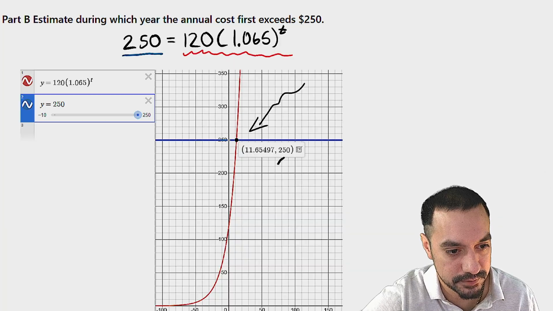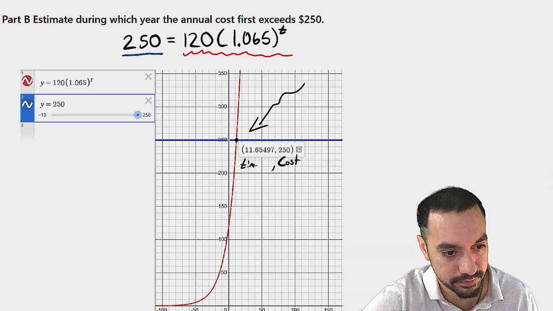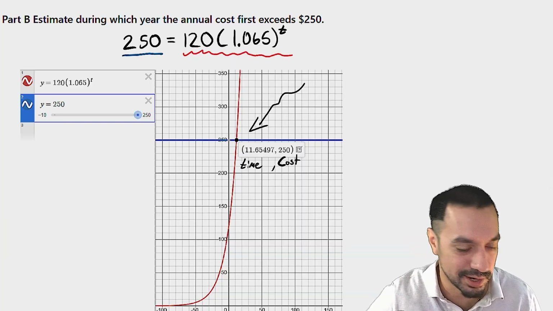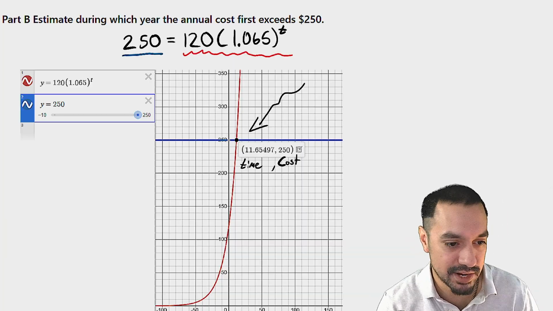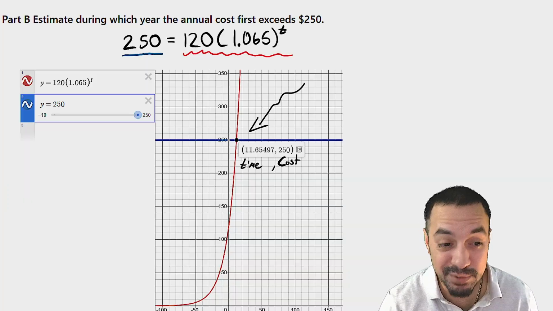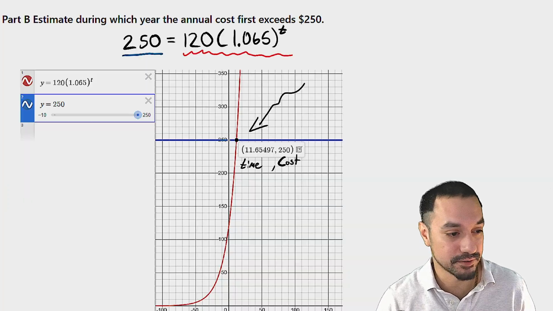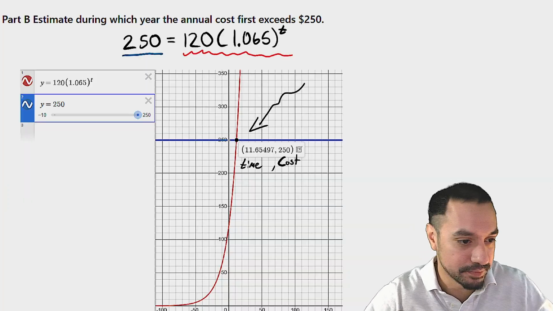So 250 is the cost, and 11.65-ish is the time. So in about 11 and a half years, I'm going to be paying $250 for my streaming services. That's a lot. I don't know if I'm going to keep it.